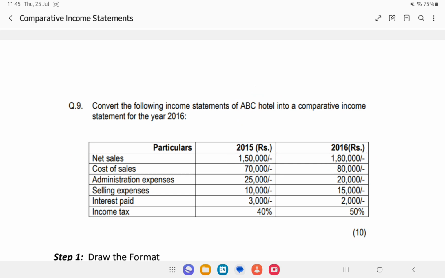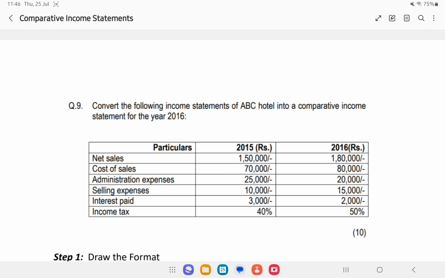And see the cost of sales. For selling something for 1,50,000 rupees in 2015, ABC hotel has spent 70,000 in purchasing material and something closely related to the product sold. Similarly, in 2016, they sold for 1,80,000 rupees. For that, they have bought things worth 80,000 rupees. Remember, it is not the total expenses, just for the things they have bought to prepare and sell. Hope that is clear to you.